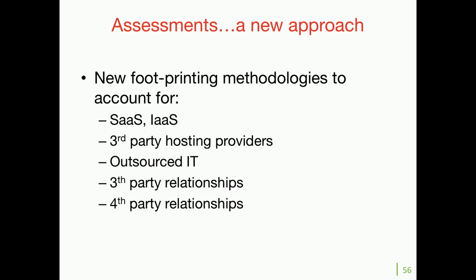Well, I propose that when you're doing an assessment, you really need to think about things from this angle. Your footprinting methodologies need to account for any of the as-a-service type of things, whether it's infrastructure, software, or whatnot. You need to think about third-party hosting providers, the cloud providers. You need to think about if that company has IT that's outsourced. What are the third and fourth party relationships to find all the interconnectivity between systems and companies that exist these days?